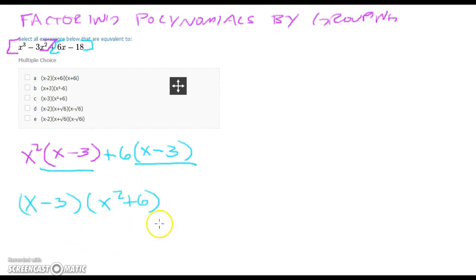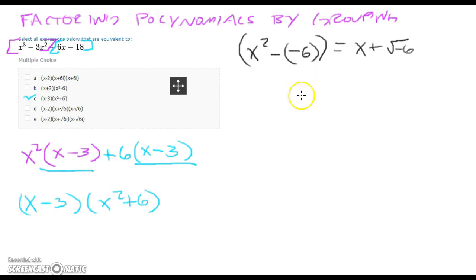So this is an option. It shows up right here. So C is going to be one of my correct answers. Do not get it confused with B. Then at this point, I need to factor it again, it looks like. So this x squared plus 6, they want factored down. And what I can do here is I can just do a difference of squares. So I'm going to go ahead and rewrite that over here.